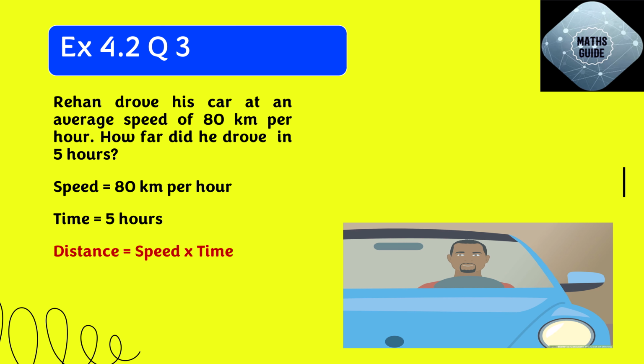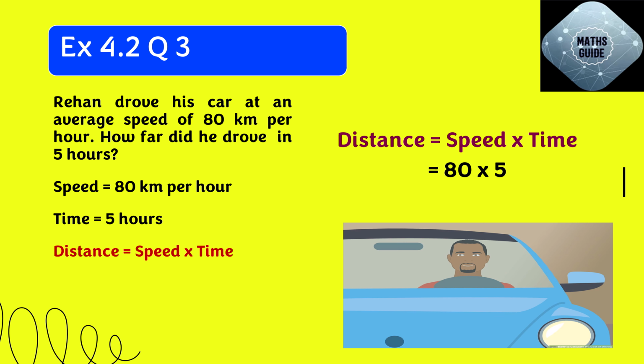So applying the formula and putting the values. The speed is 80 km per hour and time is 5 hours. We will multiply both and we will get the distance that is 400 kilometers.